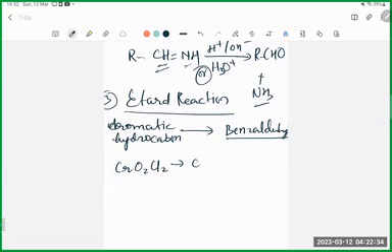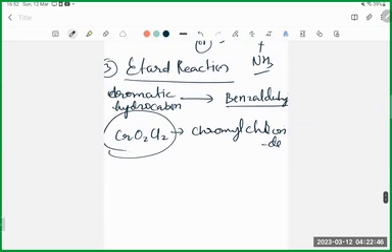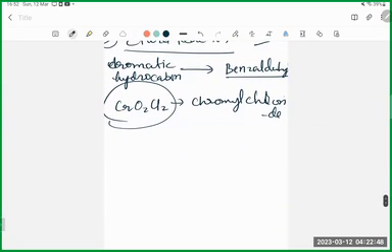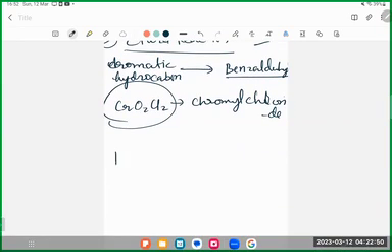CrO2Cl2. What do you call this? Chromyl chloride. So what is the function of chromyl chloride? It provides the oxygen. That's all. So we do it in the presence of this, and an adduct product will be formed. Look at how.